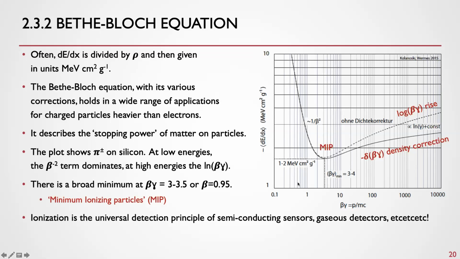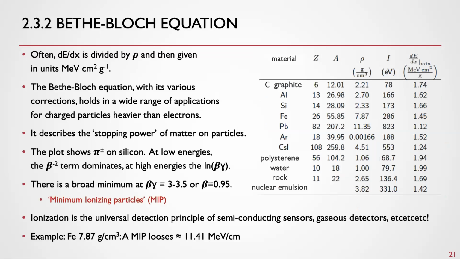Ionization is the universal detector principle for semiconductors, for gaseous detectors, and many more. We're going to discuss detector principles in the next few lectures, and most of the signal generation will be ionization.